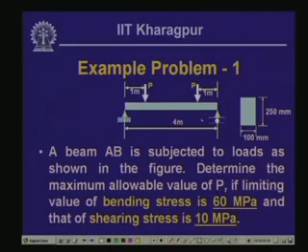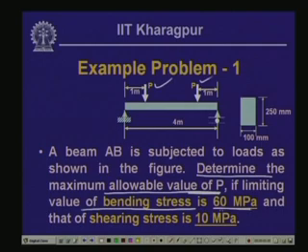Now, the beam is subjected to loads P as shown over here. It is a 2 point loading and they are placed equidistant from the two sides at a distance of 1 meter. Now, you will have to determine the maximum allowable value of P if the limiting value of bending stress is 60 MPa and the limiting value of shearing stress is 10 MPa. The cross section of the beam is a rectangular one.